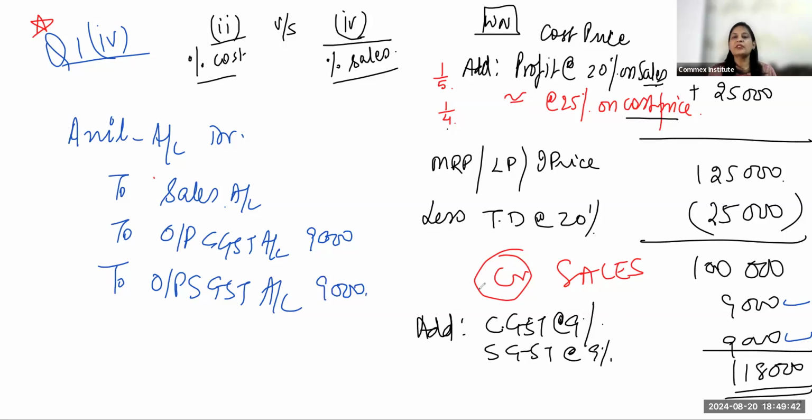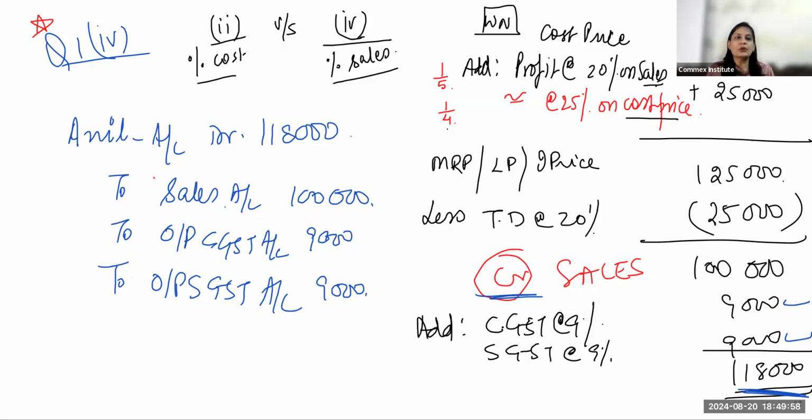ठीक है, सेल्स का फिगर क्रेडिट हमने किया है 1 लाख, और ये वाला फिगर हो जाएगा अनिल को 1,18,000. And of course your debits and credits are matching, happen to be 1,18,000. This will be the transaction.